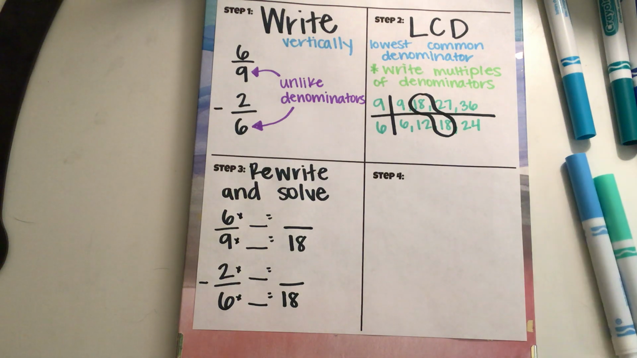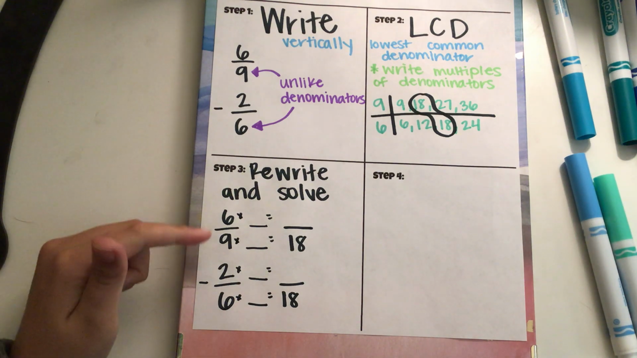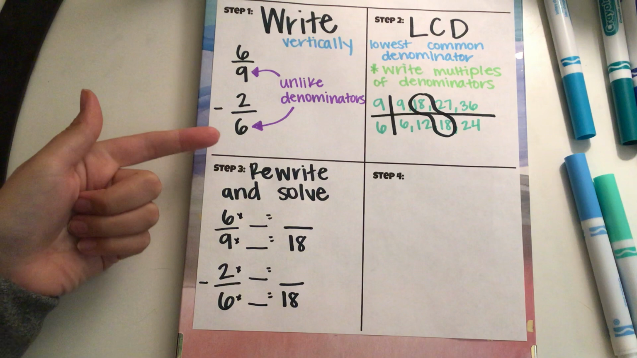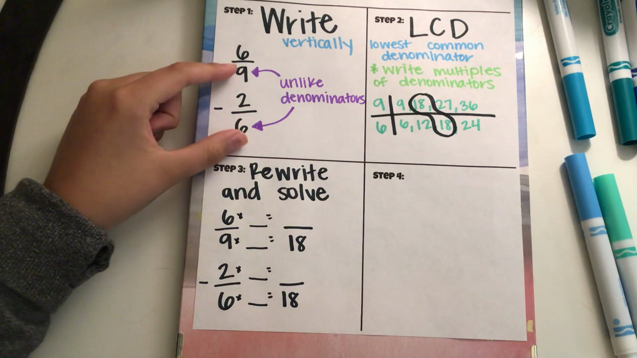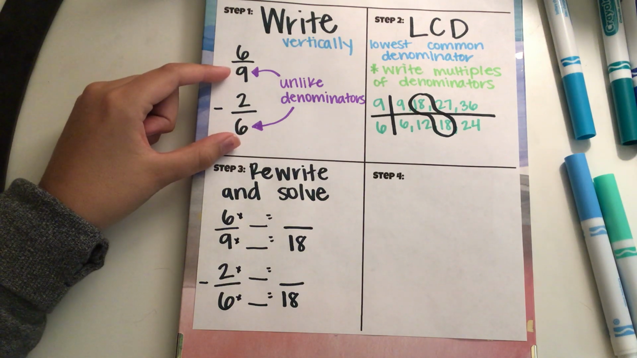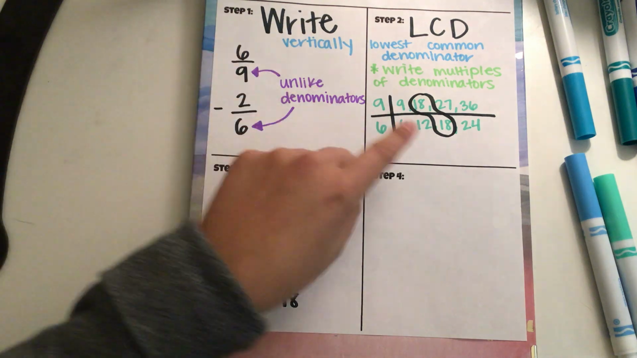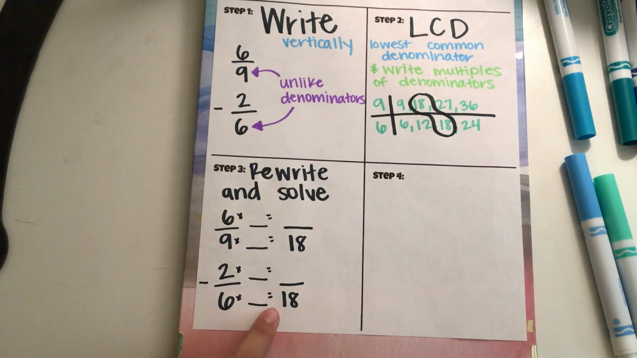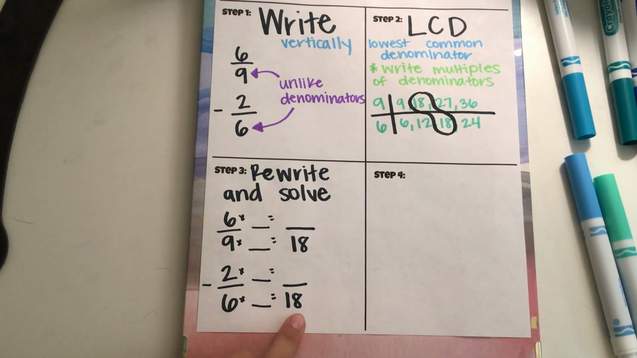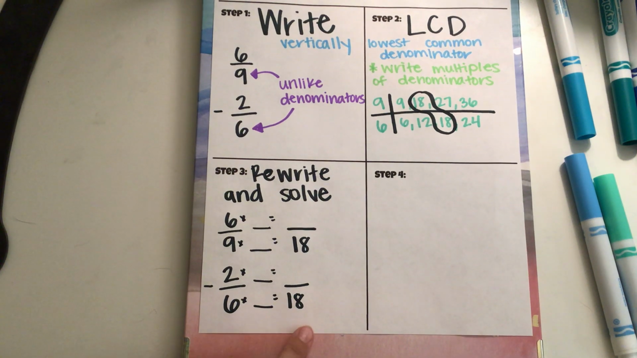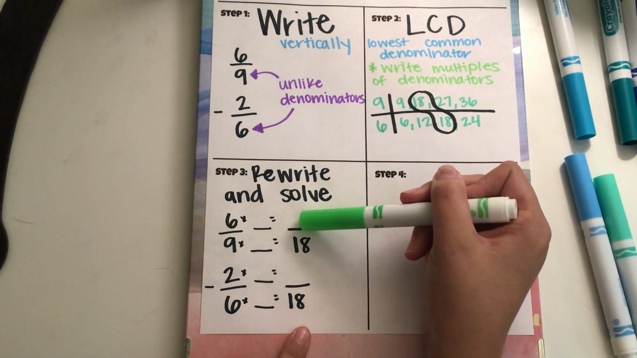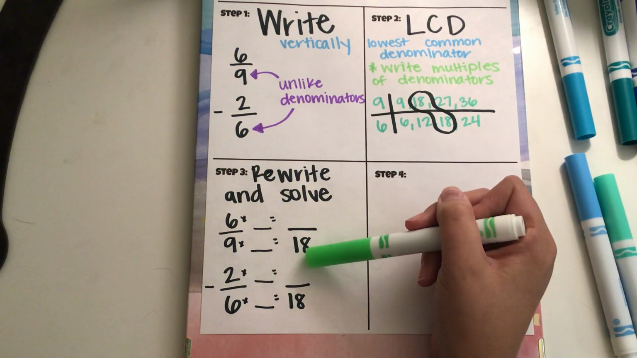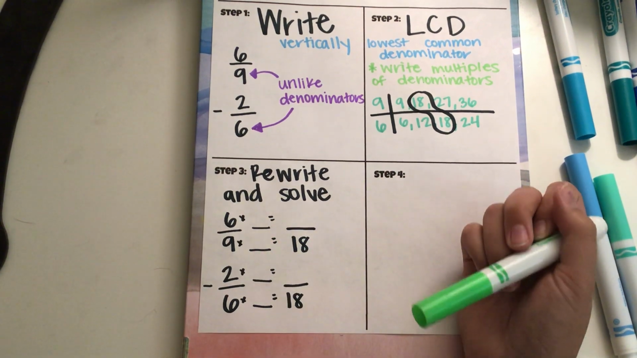So we've got 6/9 minus 2/6, but since we do not have common denominators right now, they're unlike, they're not the same. We had to find our lowest common denominator, which is 18, and now we need to make larger equivalent fractions down here. So we don't get to just push this across and say it's 6 and push the 2 across and say it's 2. We have to do some math to find out.